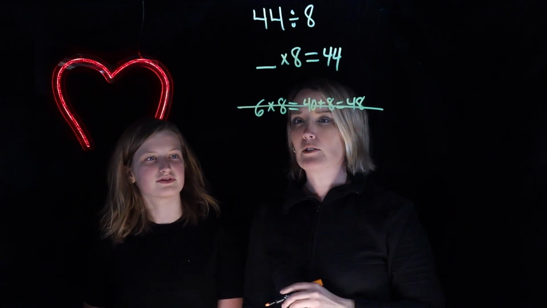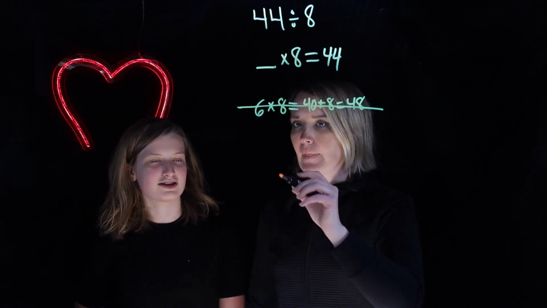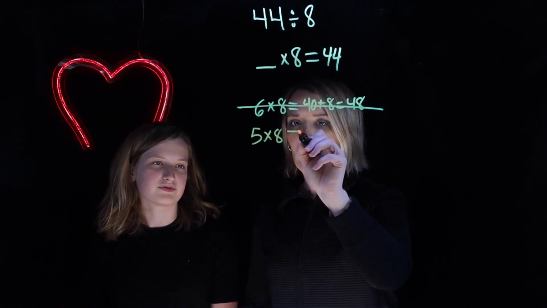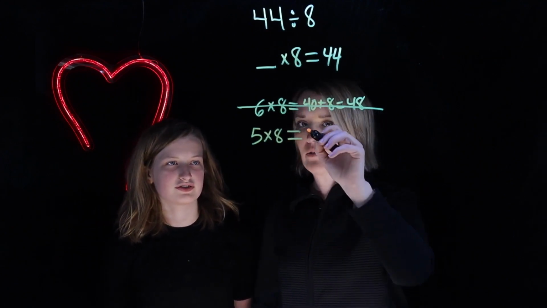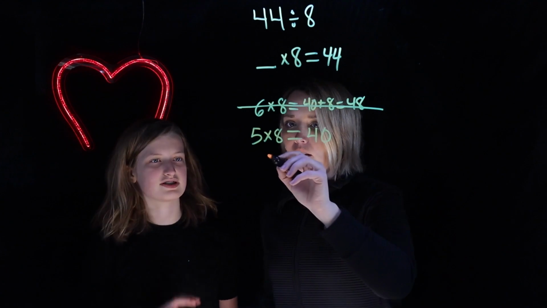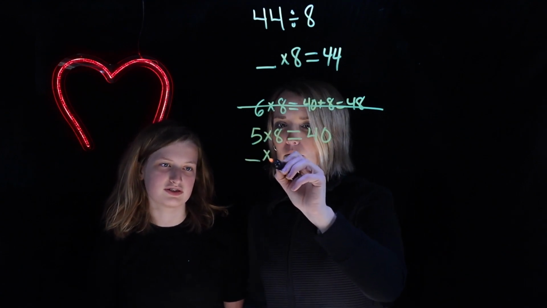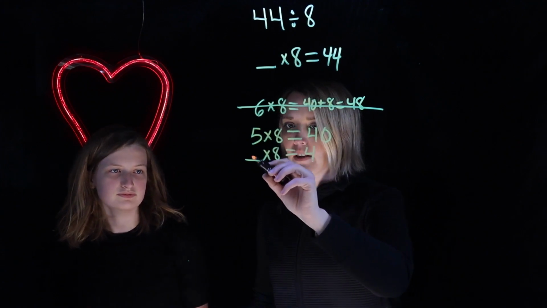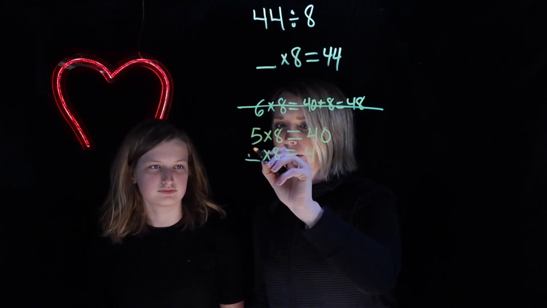So what else do you want to try? 5 times 8. So 5 times 8 would equal how much? 40. Okay, and then we're only 4 away, right? So you need a half. Because you want to figure out what times 8 would equal 4, right? And you said it's a half, or 0.5.